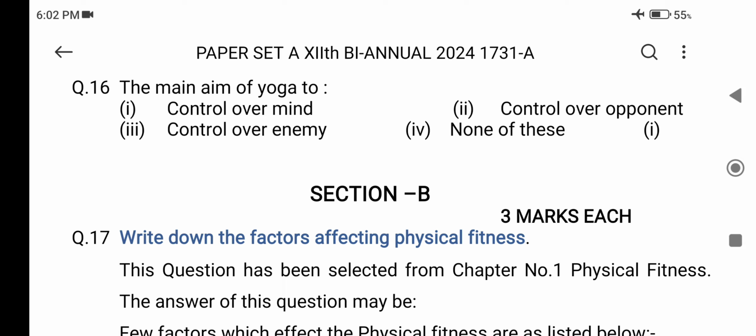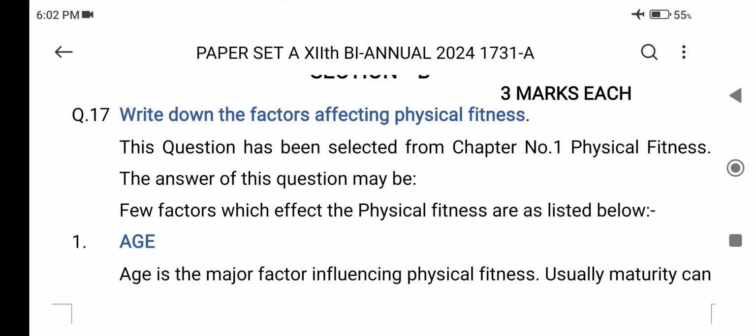Section B, 3 marks each. Question number 17. Write down the factors affecting physical fitness. This question has been selected from chapter number 1, Physical Fitness.